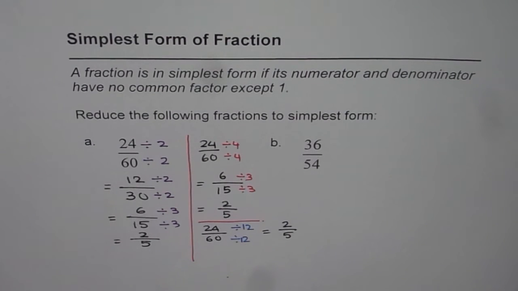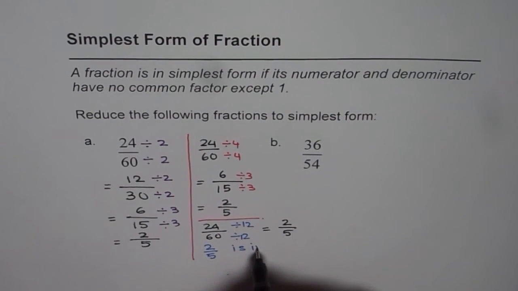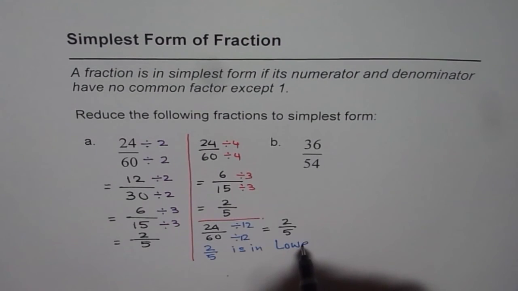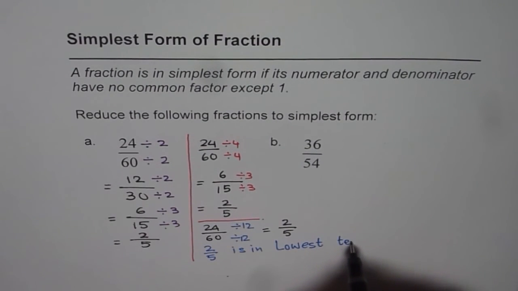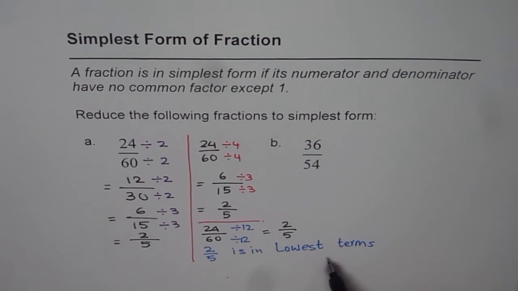This answer is also called the simplified form of a fraction. Sometimes we also say we have written the fraction in the lowest terms. So at times we also say 2 over 5 is in lowest terms. That's an alternate way of saying that simplest form is kind of lowest terms. You cannot go lower than that in case of fractions, correct? So that is how we do it. I hope you understand and appreciate the method.